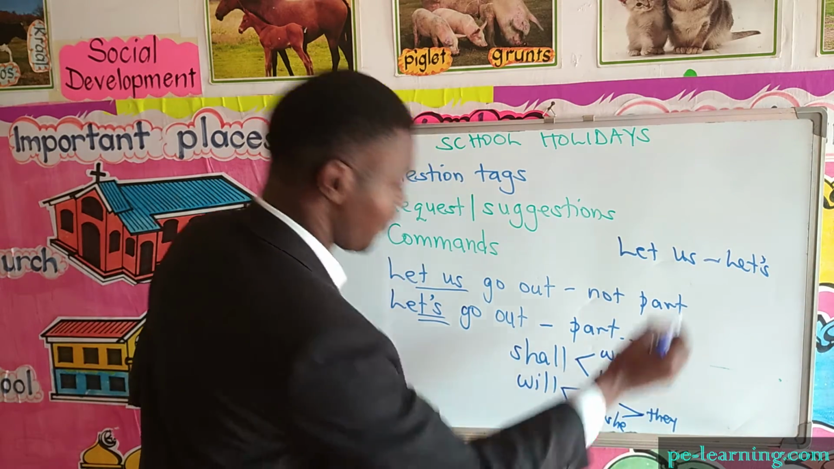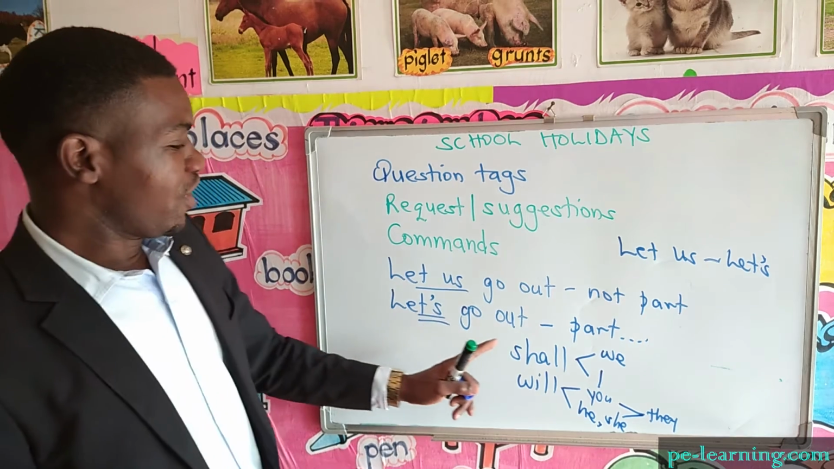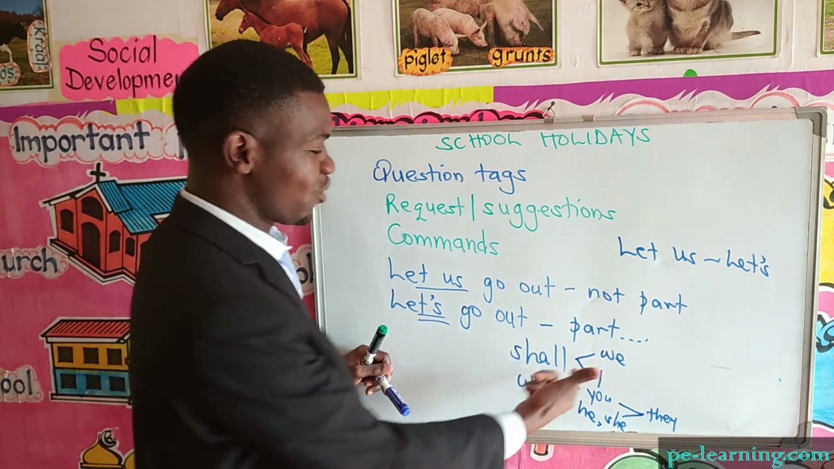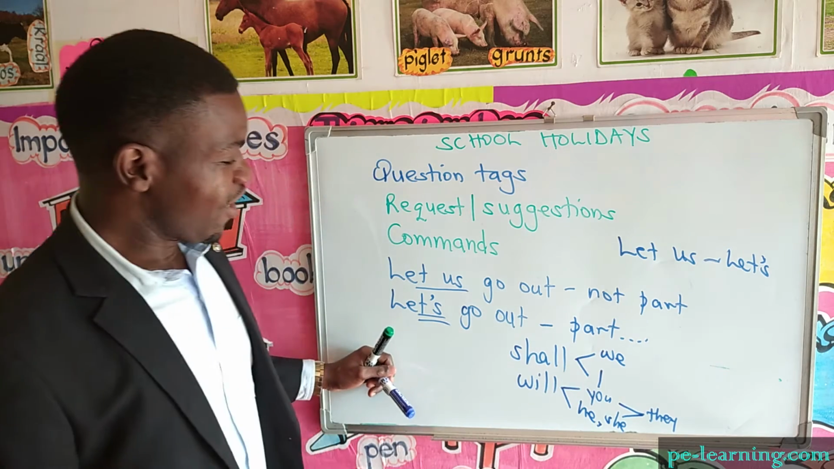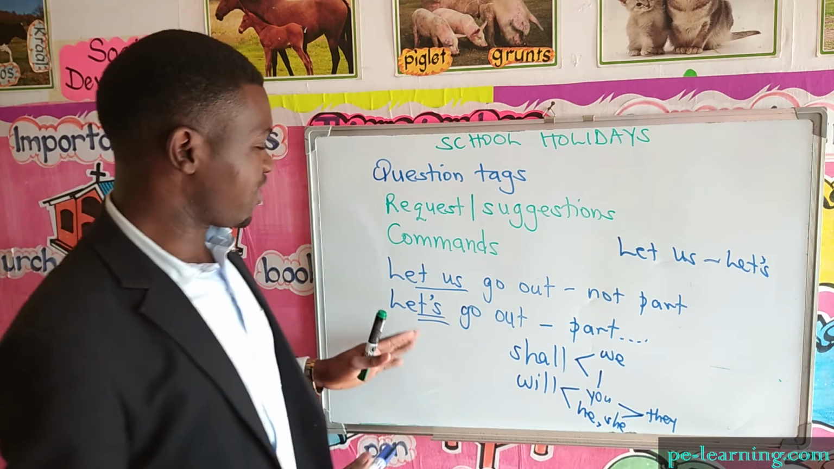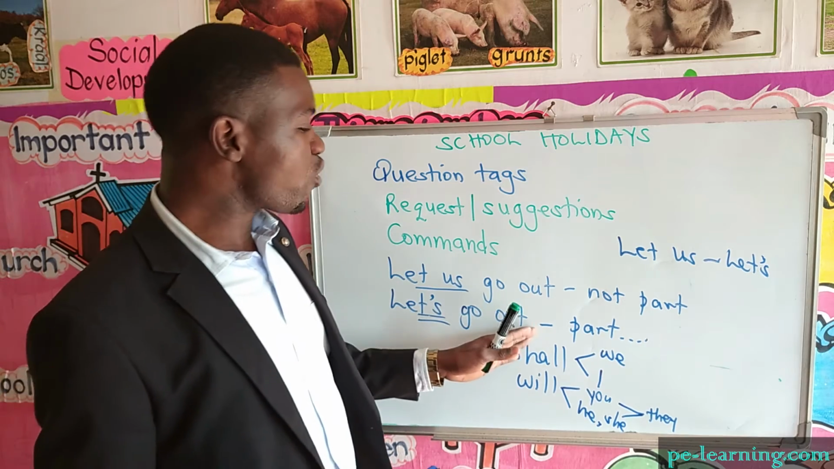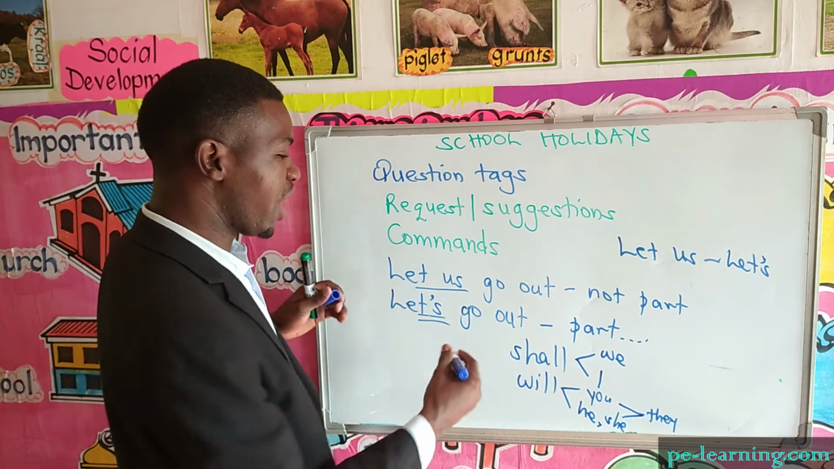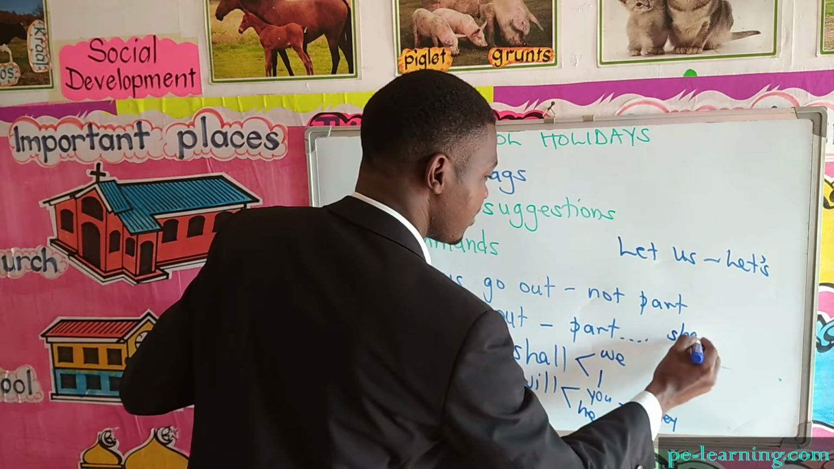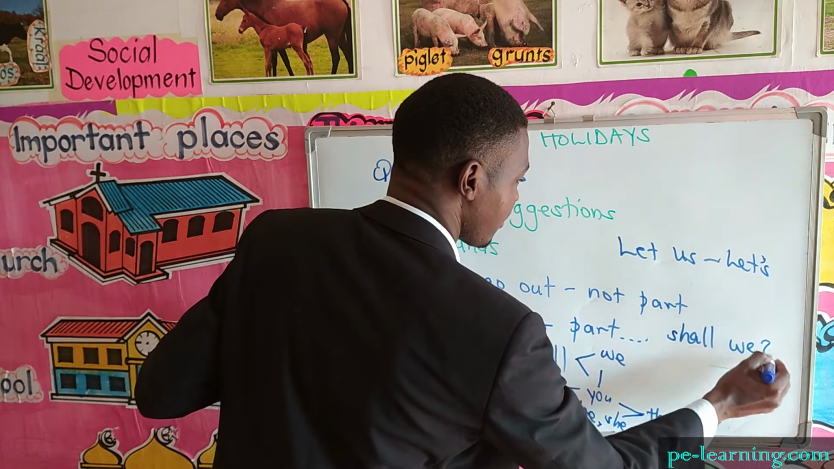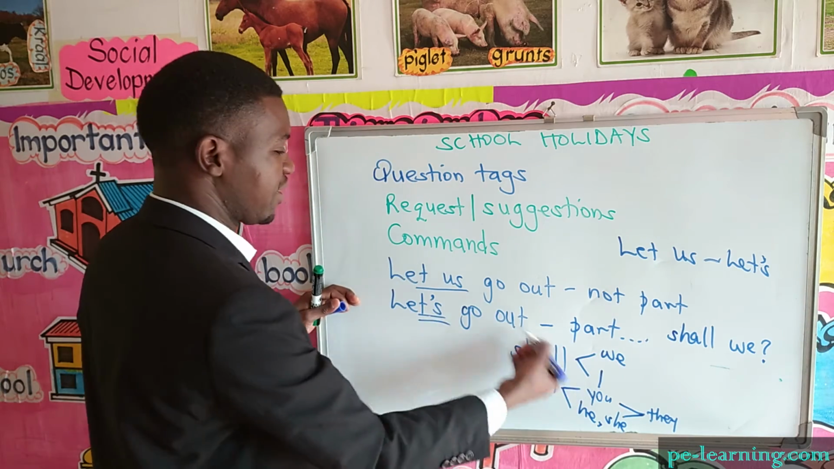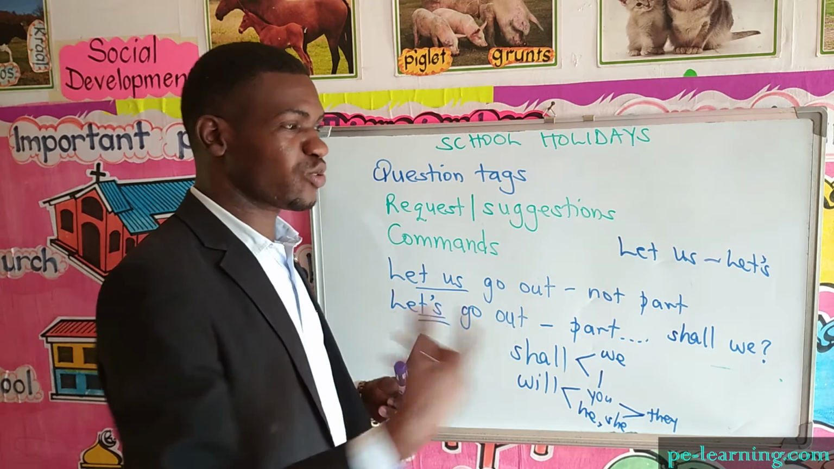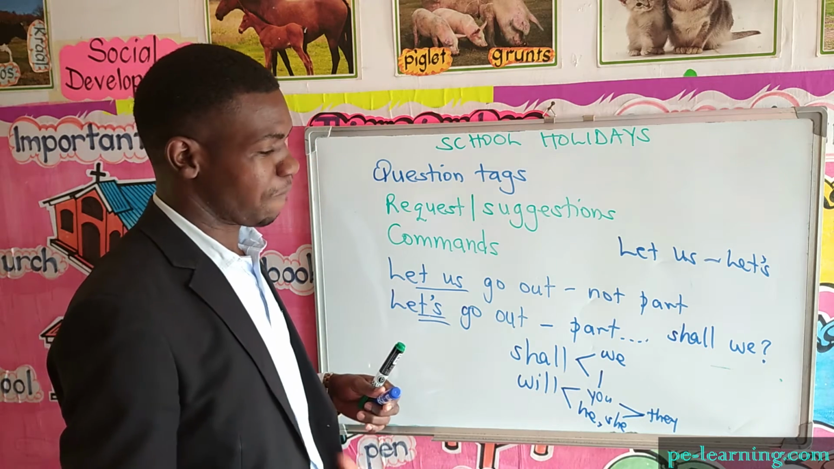Now, since shall is used with I and is used with we, if we have a statement which says, let's go out, the speaker is part. Here our question tag will be, shall we? Because the speaker is part. Let's go out. Shall we? It means I'll also be part of you as we get out.